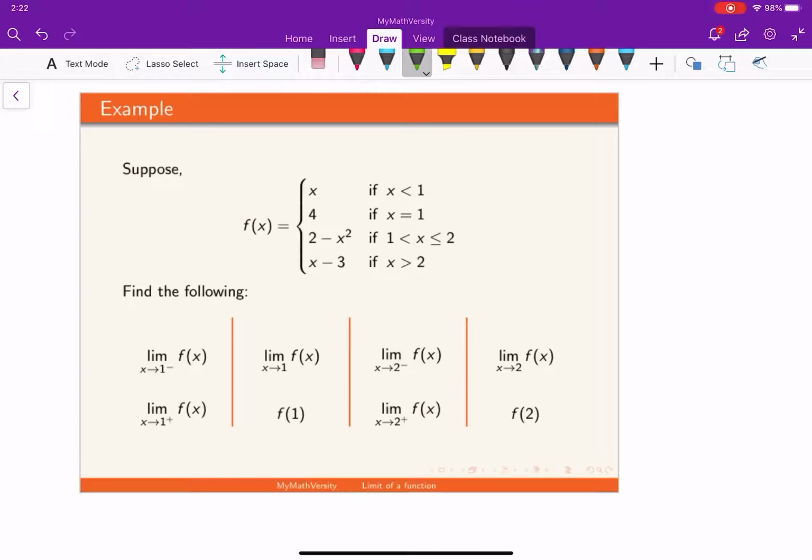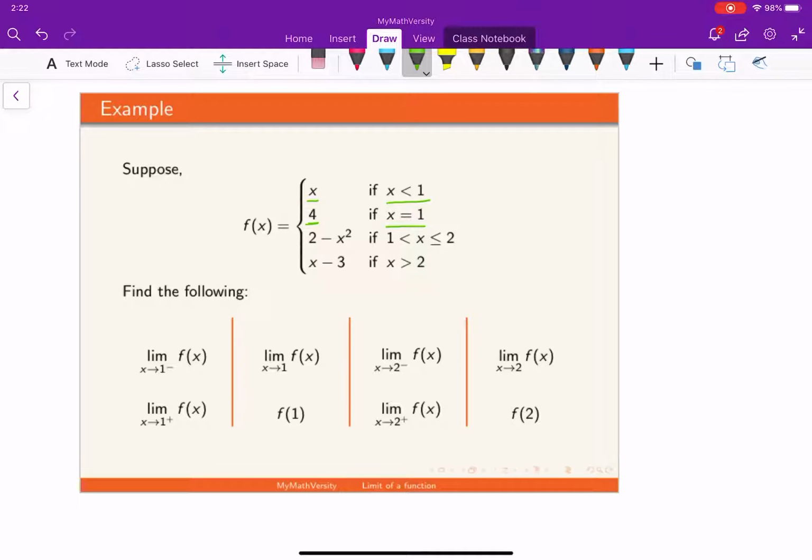We have given in this example a piecewise defined function. As you can see over here, we have given some rules, right? So when x is less than 1, then the function is defined by x. But if x is exactly equal to 1, then the function is just defined by 4.